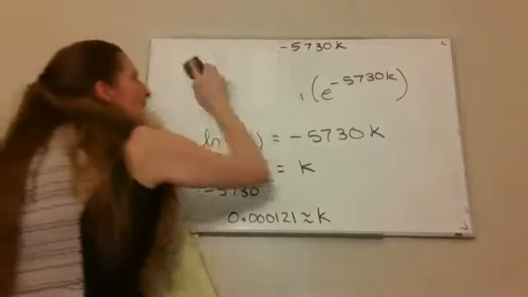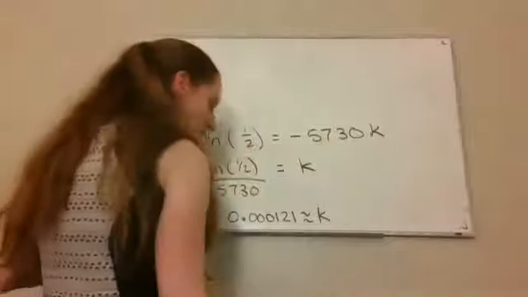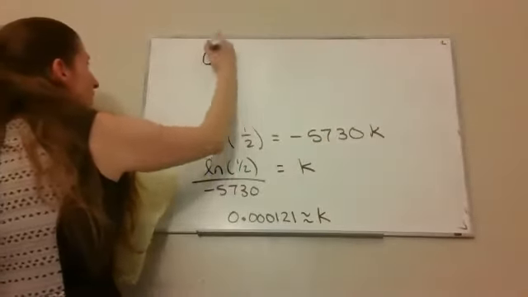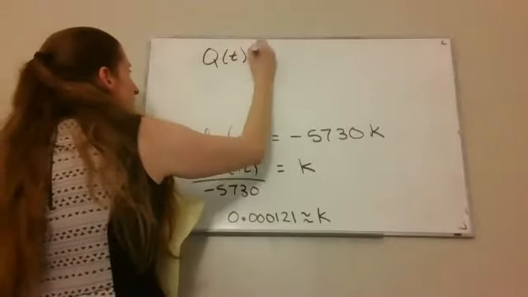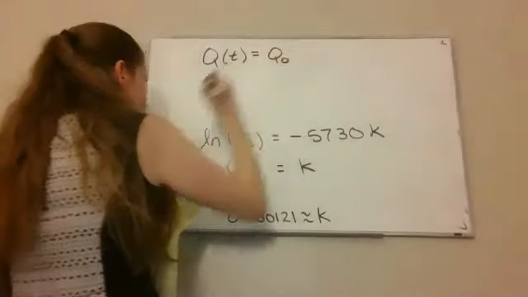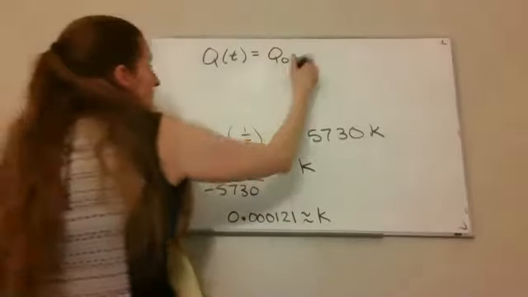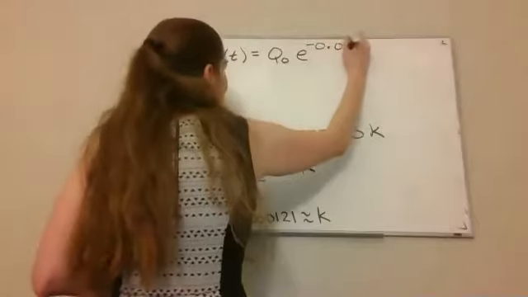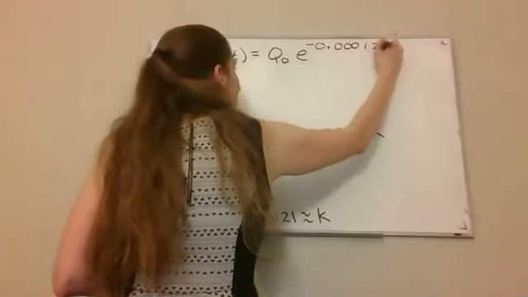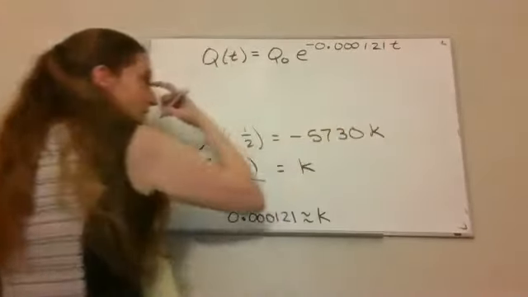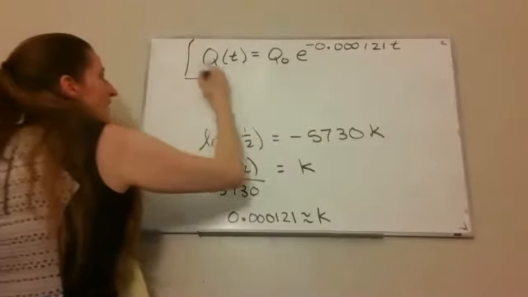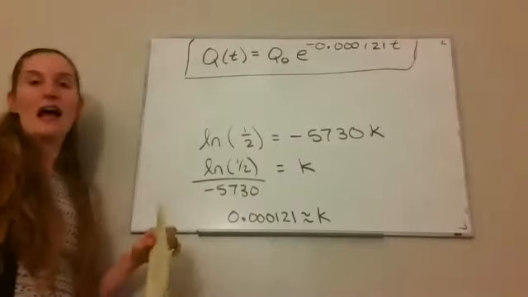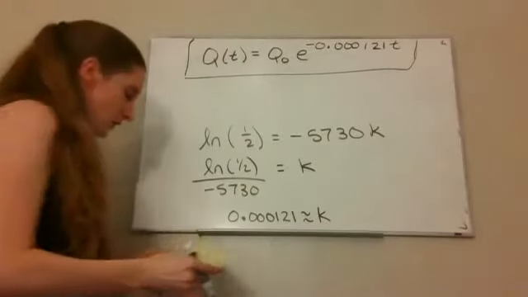Now that I know what k is, we can write the formula that represents the amount of carbon-14 after t years. It'll be whatever Q0 is times e to the negative k times t. So this is my function representing the amount of carbon left after t years.